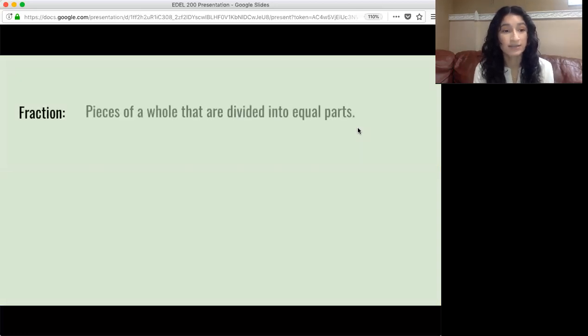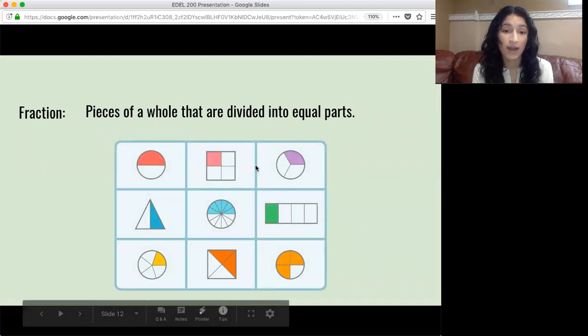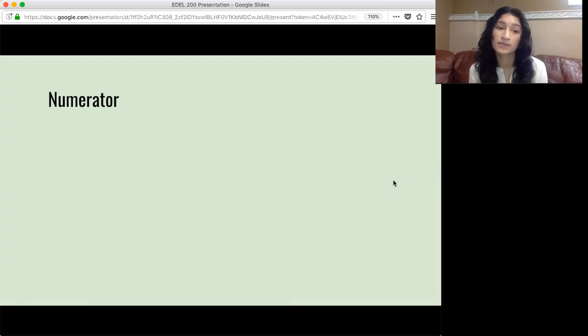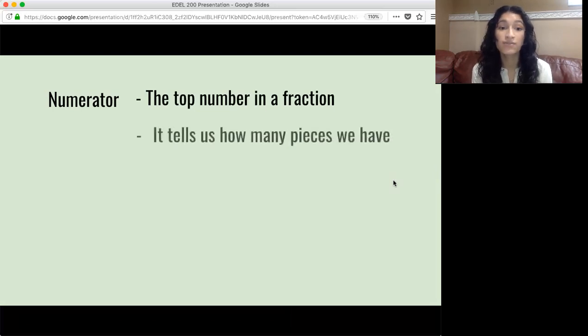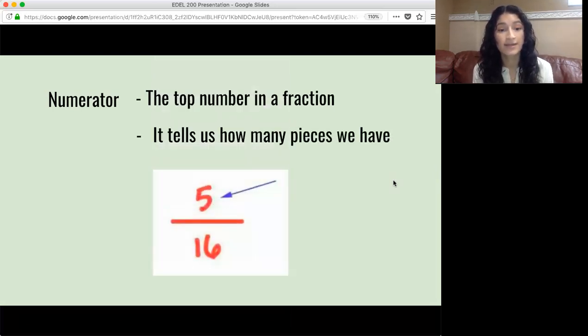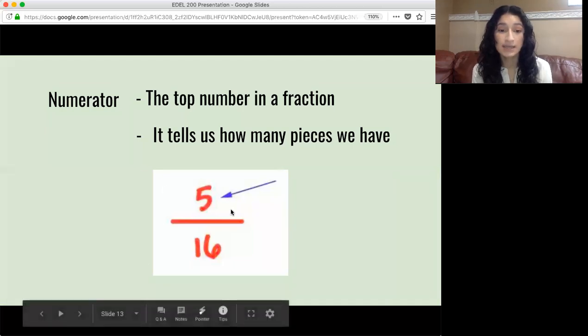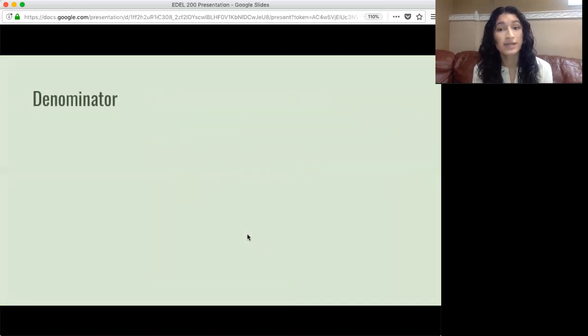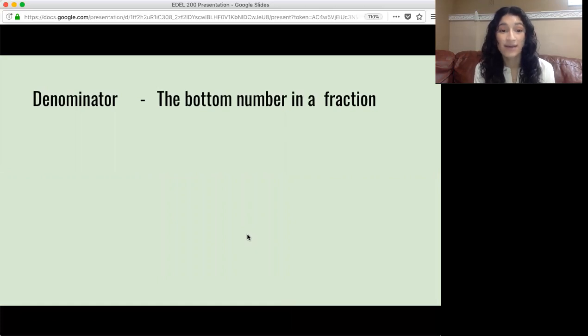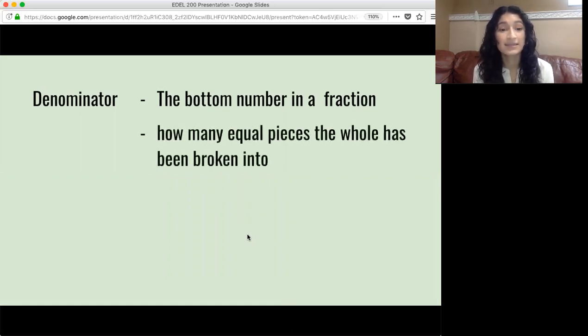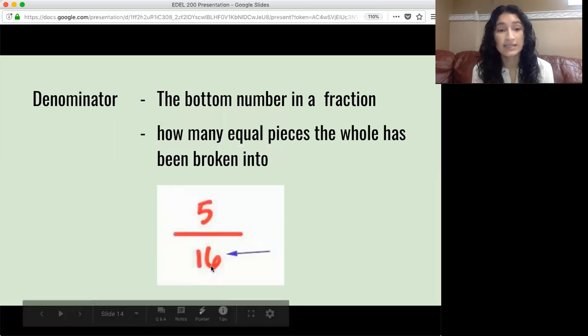Okay, so what is a fraction? A fraction is pieces of a whole that are divided into equal parts. So here I have different fractions, and as we can see, there's different pieces of these wholes that are divided into equal parts, and they all represent different fractions. So what's a numerator? Right, so this is going to be the top number of a fraction, and furthermore, it tells us how many pieces we have. So 5/16, we see that there's 5 pieces in 16 wholes. So the denominator. The denominator is the bottom number in a fraction, and this tells us how many equal pieces the whole has been broken into. So using the same fraction, we see that 5/16, there's 16 equal pieces that the whole has been broken into.